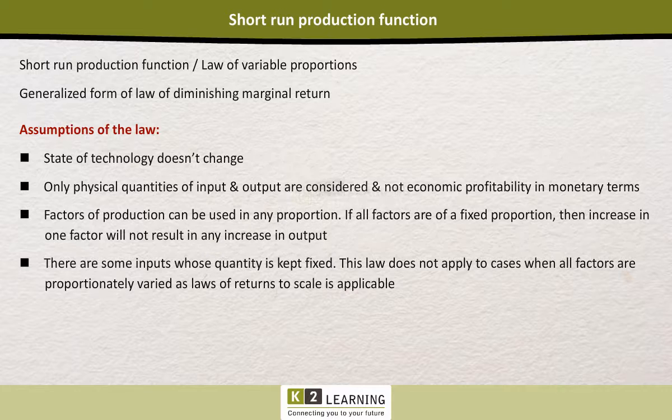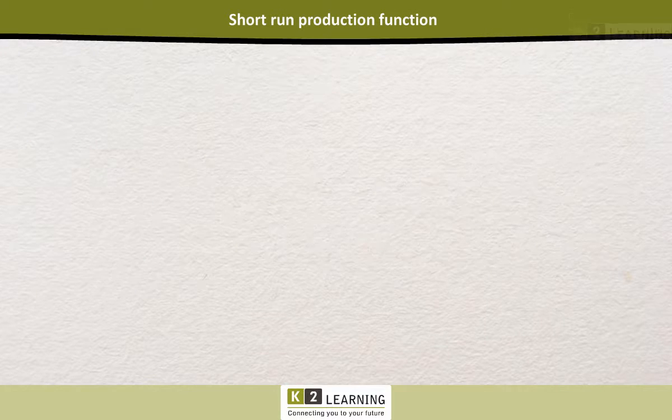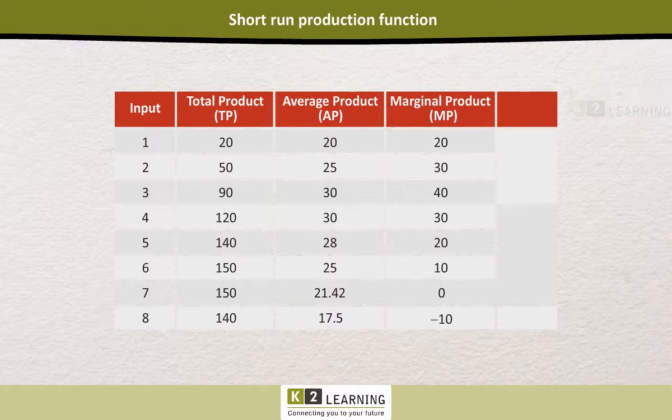This law does not apply to cases when all factors are proportionately varied. When all the factors are proportionately varied, laws of returns to scale are applicable here. Let us understand the law with the help of this table. As per the concept studied, with increase in inputs, the output will increase and after a certain point will decrease.